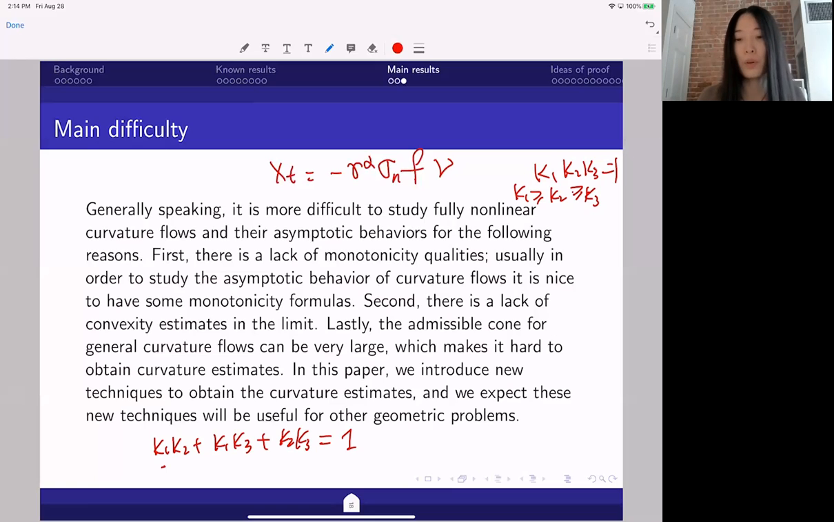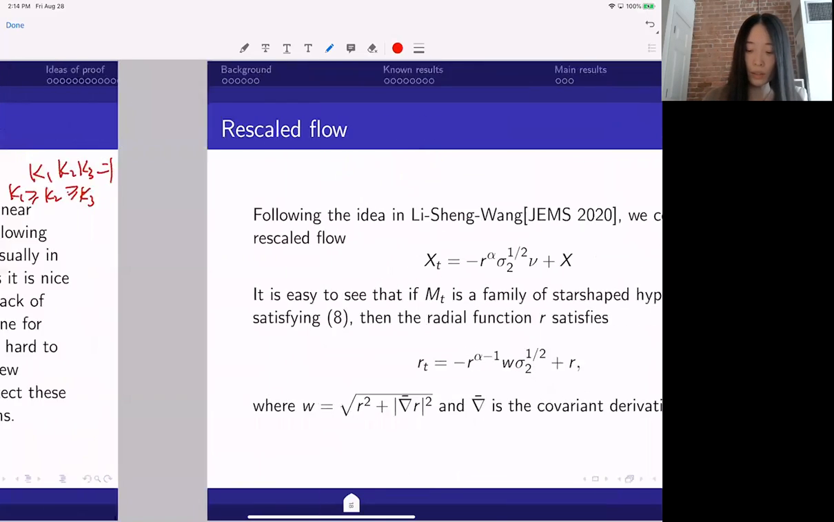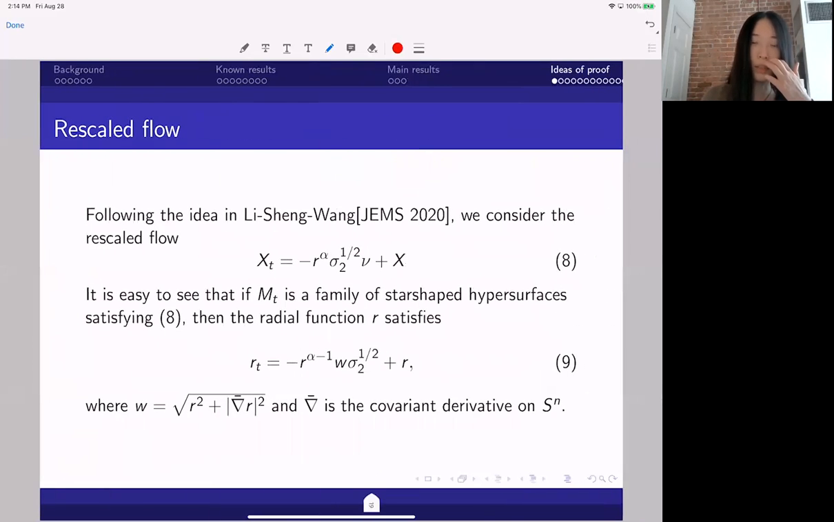In this paper, we introduce new techniques to obtain the curvature estimates, and we expect that these new techniques will be useful for other geometric problems. Okay, so next we're going to talk about the ideas of the proof.